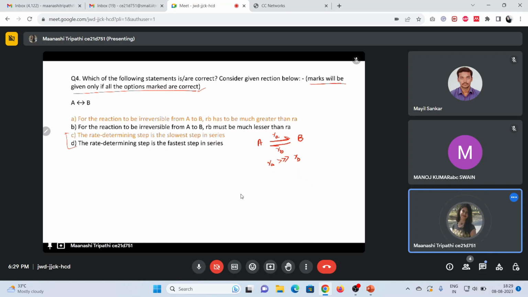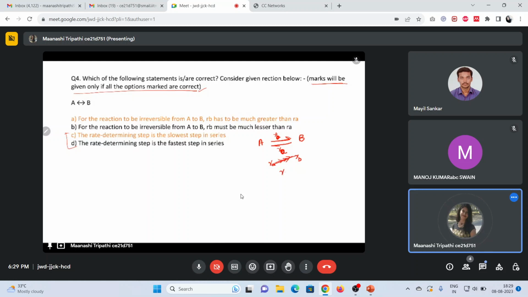The correct options are A and C. Option C is very clear: the rate determining step is the slowest step. And for option A, for the reaction to be irreversible from A to B, RB has to be much greater than RA. I think I wrote it opposite. RB means formation of B and RA means formation of A.